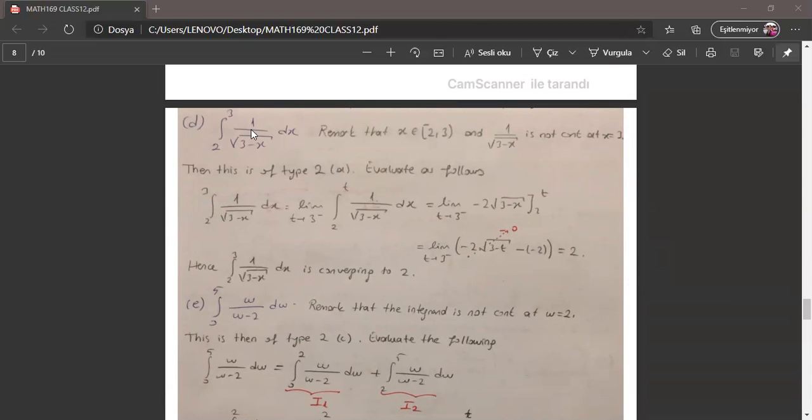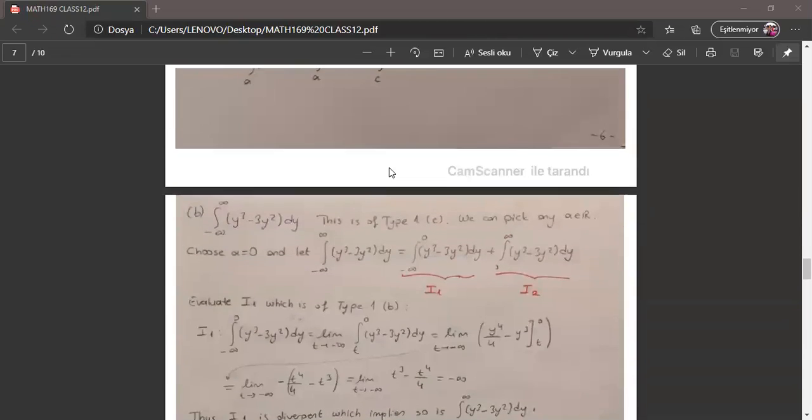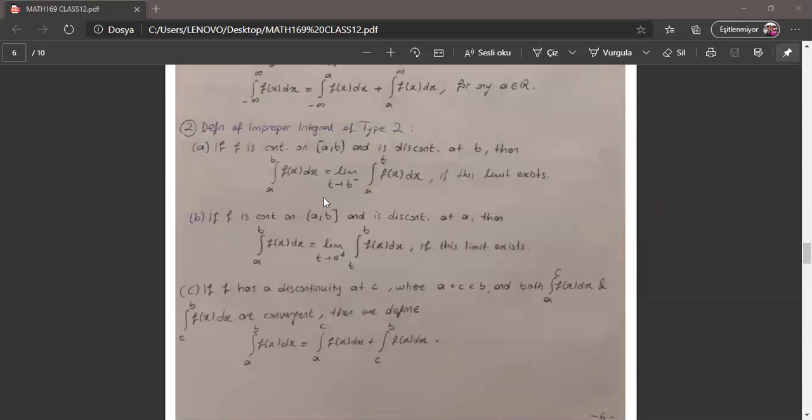Now we're given this one. So we need to check the recall again. Here we have, if some integral with these boundaries a and b is continuous on this interval and discontinuous at some point b, here we have an open interval, so if it's discontinuous at b, then we check this limit. If it exists, then we equate the integral to this limit.